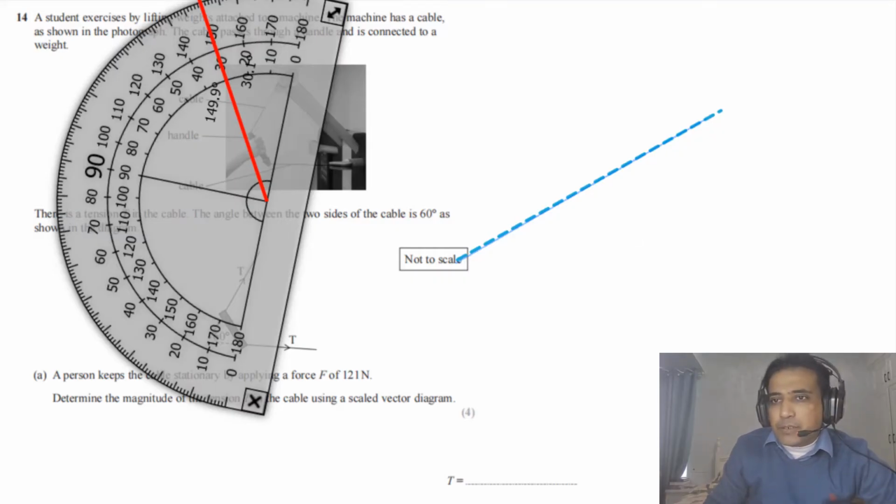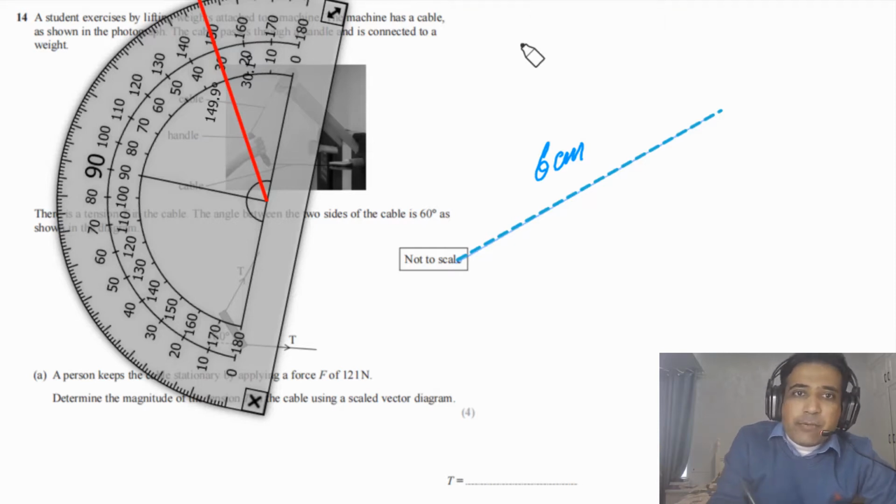And we can also write down the length of this, because I just want to explain it in a better way so you understand it more nicely. So this one is 6 centimeters long. Now we need to draw T, tension. For T, actually we need to calculate the value of T. We have already discussed that we have this triangle.